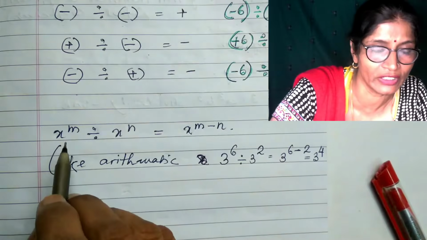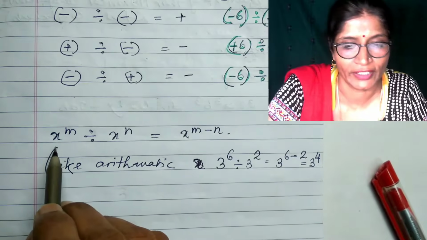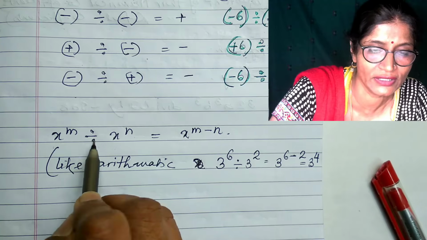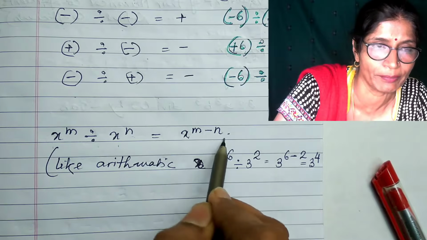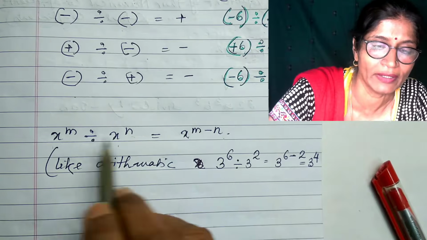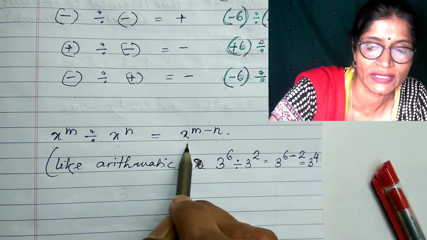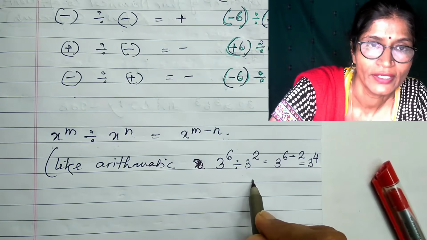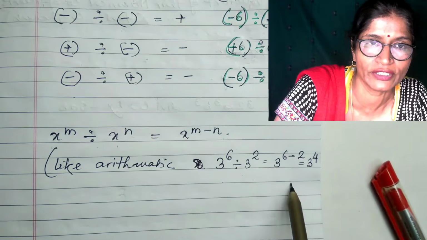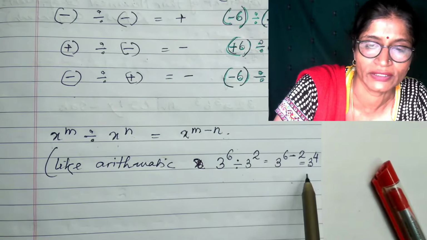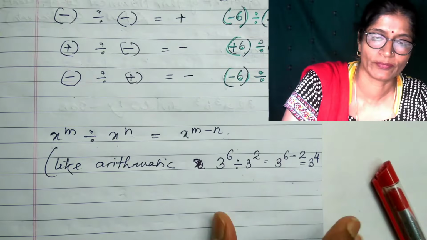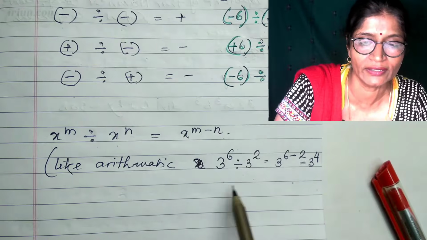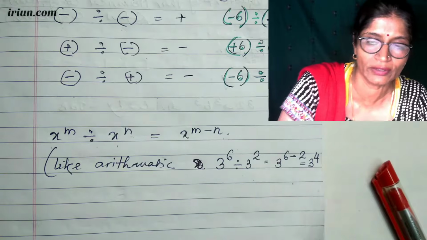And again, one thing is that x to the power m divided by x to the power n means when division is there and bases are the same, then powers will be subtracted. Like x to the power m divided by x to the power n is x to the power m minus n, just like arithmetic. 3 to the power 6 divided by 3 to the power 2 is equal to 3 to the power 6 minus 2, that is 3 to the power 4. So this is about the signs related to division, and the exponential form, how we will convert it.